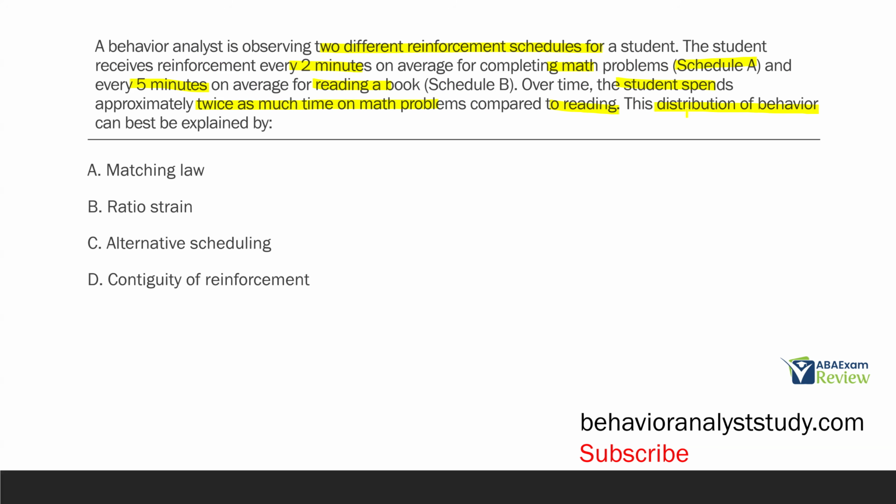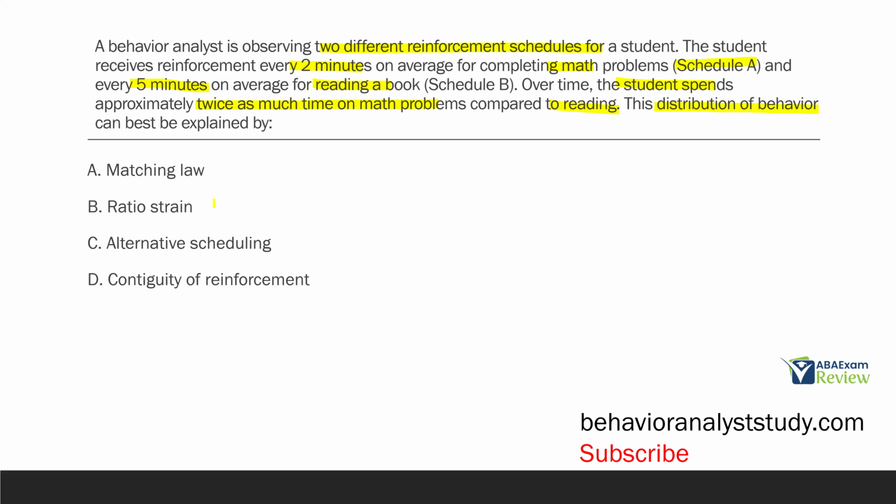So what they're likely going to do is complete 2 minutes of math problems, maybe another 2 minutes of math problems, and then maybe complete reading a book. And so what explains this phenomenon? Well, it's going to be A, matching law, where your behavior is going to go where reinforcement follows. That's essentially what matching law says, and it's going to be proportionate to the amount of reinforcement received based on the requirements to receive that reinforcement. Pretty straightforward question. It's not B, ratio strain.